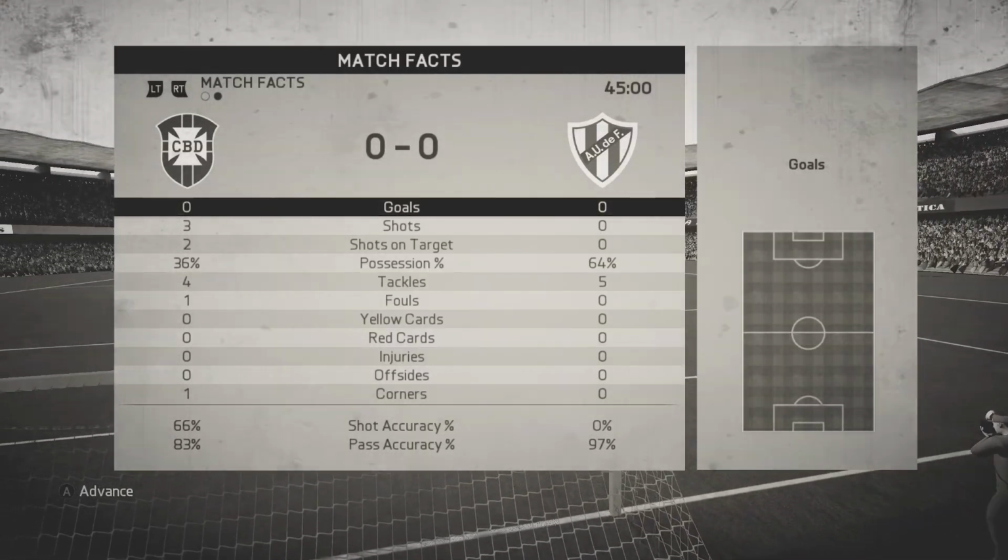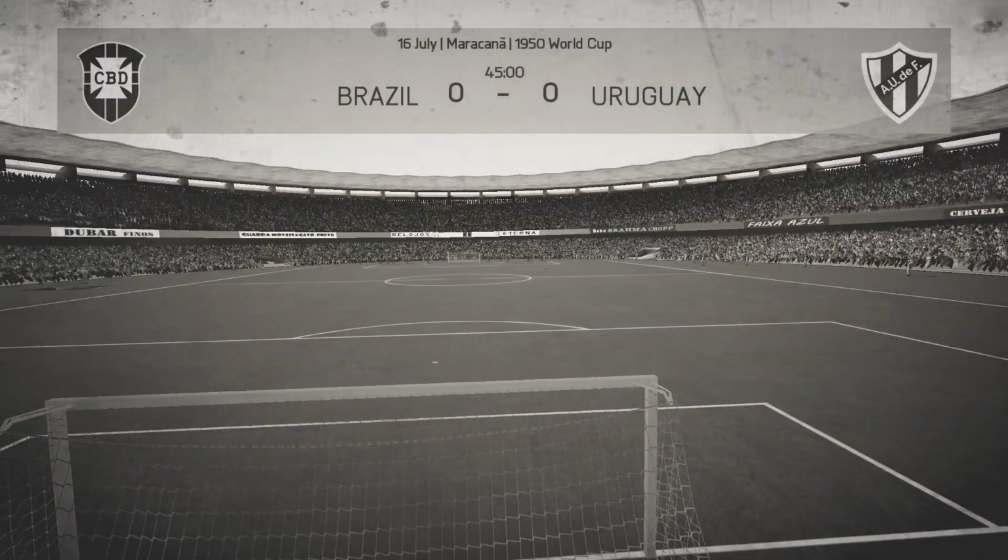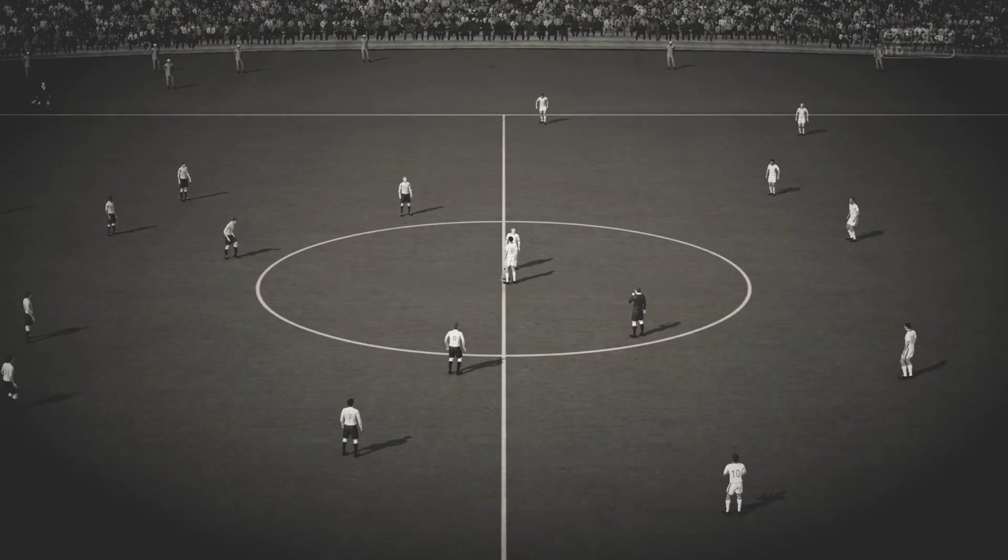Three shots versus 0 shots. Let's have the second half.